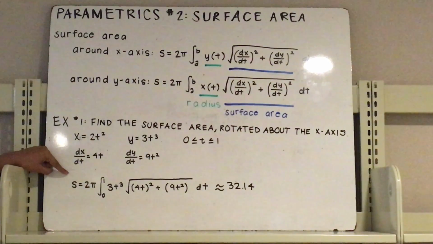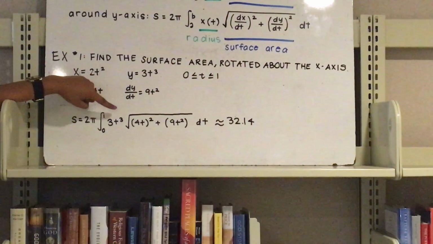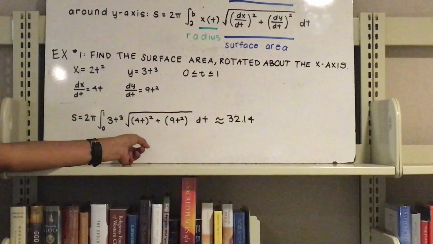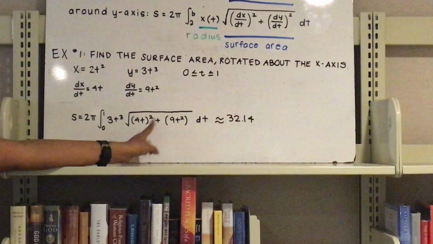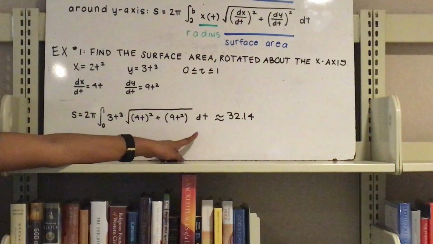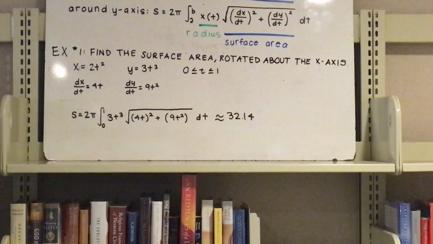So you have S equals 2 pi times the integral from 0 to 1 of y of t, so that's 3t cubed, times the arc length of this graph, so that's the square root of (4t) squared plus (9t squared) squared, I forgot the squared there, dt, and that should come out to about 32.14 on a graphing calculator.